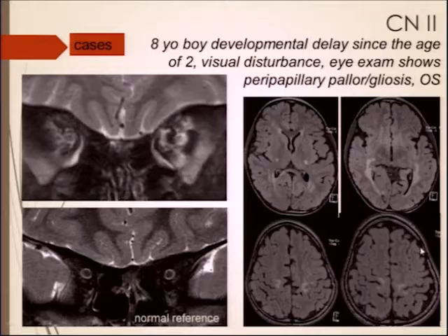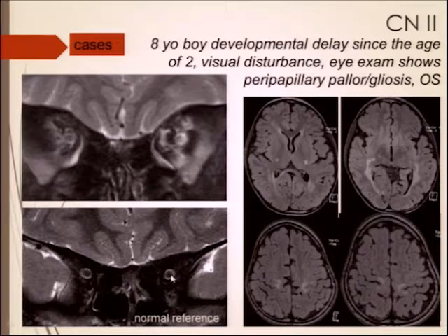tracts. So this boy had developmental delay since the age of 2 and had an eye exam showing some peripapillary pallor or gliosis. So remember that first image that I showed you in the upper right of a pallid, abnormally white nerve. And here you can see a correlation to that on the coronal T2 weighted images as an abnormal hyperintense signal on the T2 weighted images within the central portion of the optic nerve.